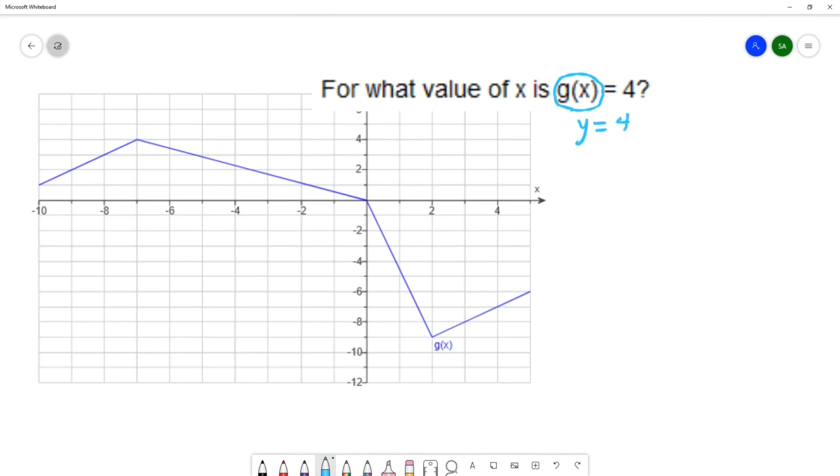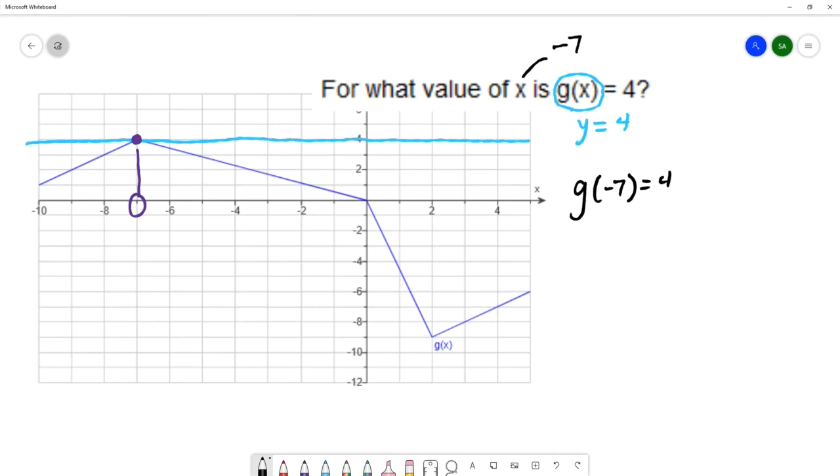So if we look at our graph, and I'm going to highlight where we have y ordered pairs where the y is 4. And we notice that on the graph there's only one ordered pair where the y is 4, and that's going to occur at this x value of -7. So we can say that g of -7 is equal to 4, so the value of x is -7.